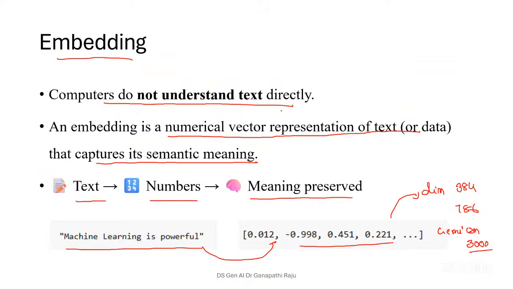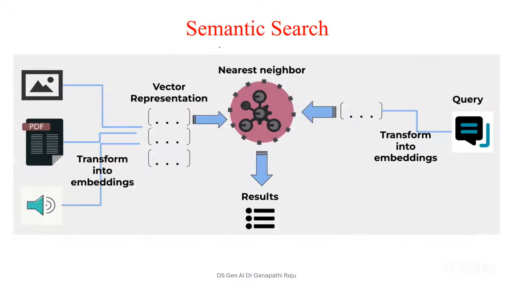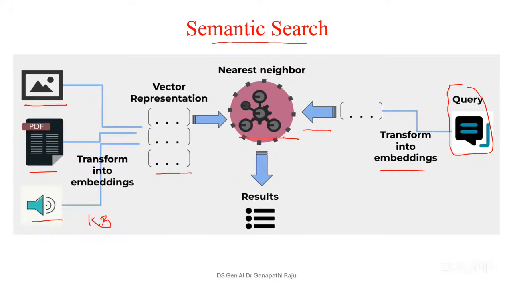So once we converted the data into numerical high dimensional vectors, another most important point is semantic search. Consider these documents as our knowledge base. We converted the knowledge base into vector representation. At the same time, your query will also be converted into embeddings. Then your query will be matched with the knowledge base. So these are called relevant documents.